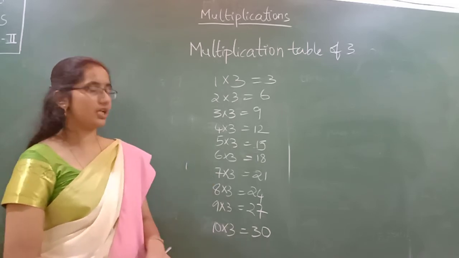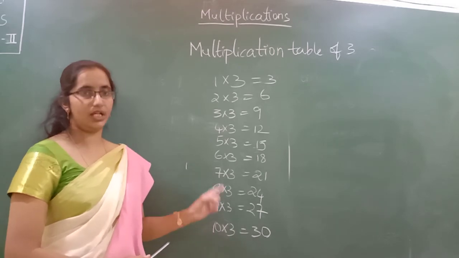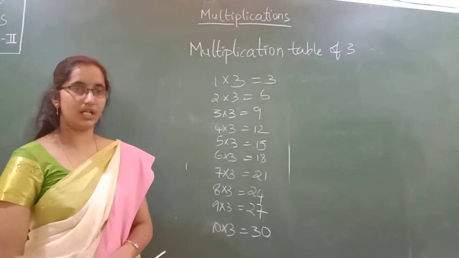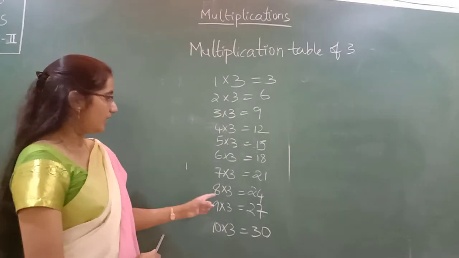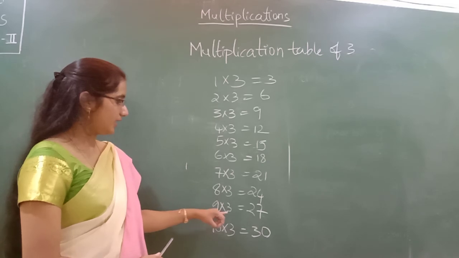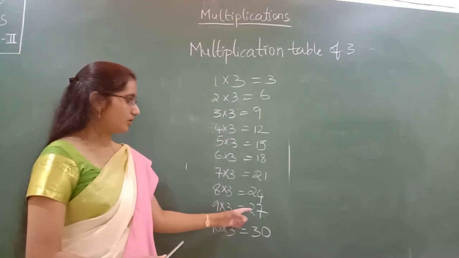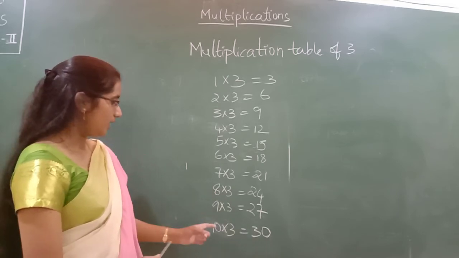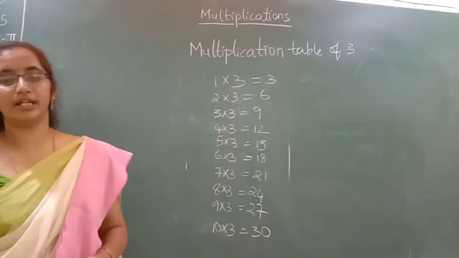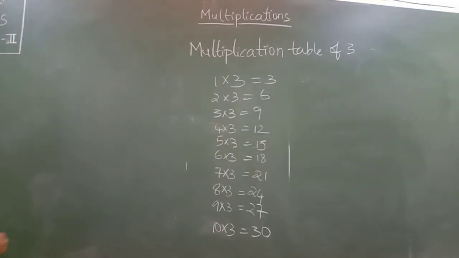7 times 3 is 21. 7 into 3 is equal to 21. 8 times 3 is 24. 8 into 3 is 24. 9 times 3 is 27. That is 9 into 3 equal to 27. 10 into 3 equals 30. That is 10 times 3 equal to 30.